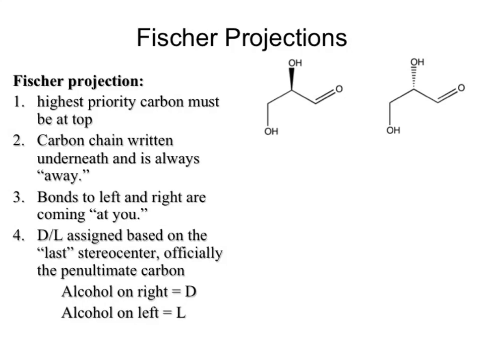That's Fischer's model. So what Fischer went through and did is came up with some orders on how to rearrange and redraw these. So what we do is we rearrange our structure. We take our highest priority carbon and we put it at the top. Where's our highest priority carbon in both of these? It's our aldehyde carbon. So for both of these, I'm going to draw them where our aldehyde carbon is up top. The carbon chain is then always going to be drawn on the vertical axis. So I'm going to end up drawing it straight down.